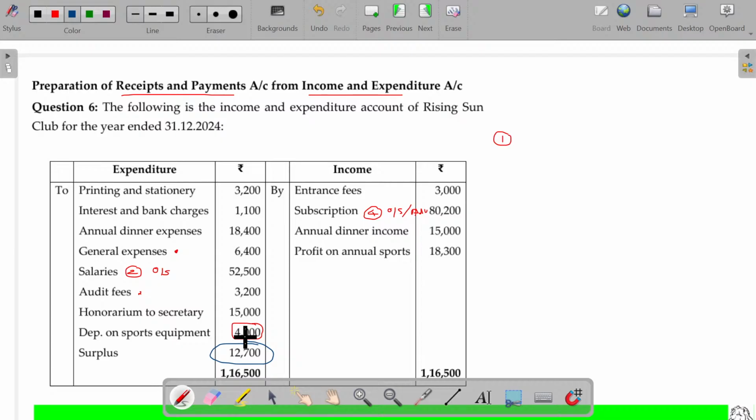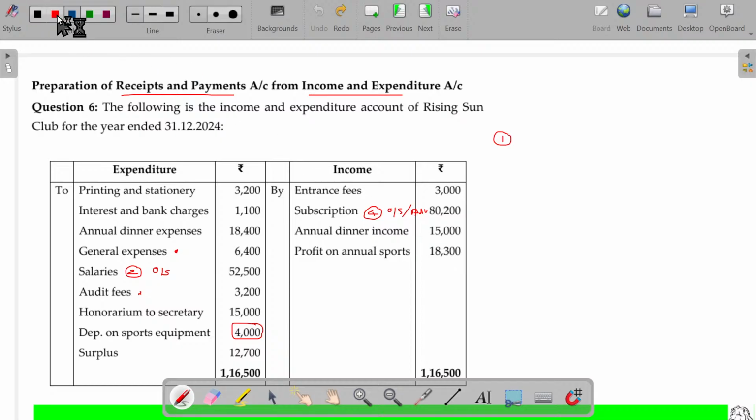For each and every small event, annual event you conduct, the surplus either may be added to the capital fund or may be transferable to the income and expenditure account. The surplus is shown here means they have already transferred to the income side. It will not go to the balance sheet. Be careful here.